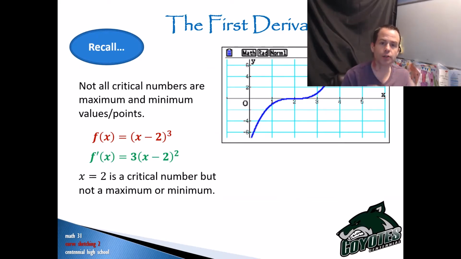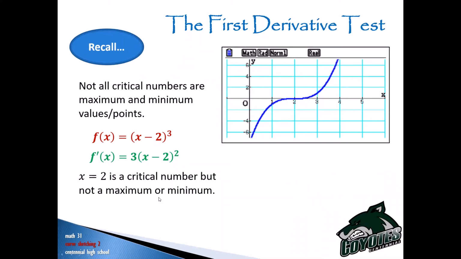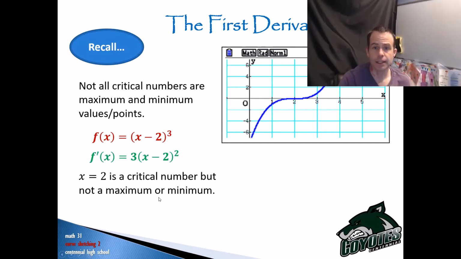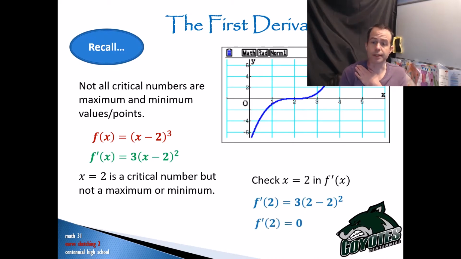So recall, not all critical numbers are maximum and minimum points. I've shown you the graph here. Actually, I'll hide myself for a quick sec in case I'm messing up that graph. That is the graph of f of x equals (x minus 2) all cubed, okay? The derivative of that is 3 times (x minus 2) squared. Now, x equals 2 is a critical number, but it's not a maximum or a minimum, okay? If you want to check that, we can plug x equals 2 into the derivative, and we would in fact see that the derivative at 2 is 0, okay?